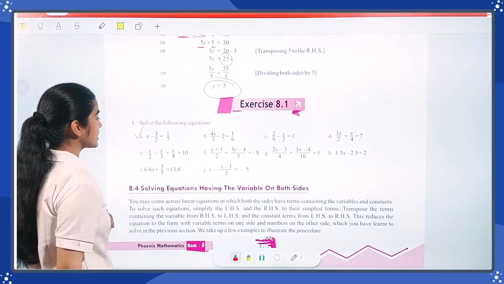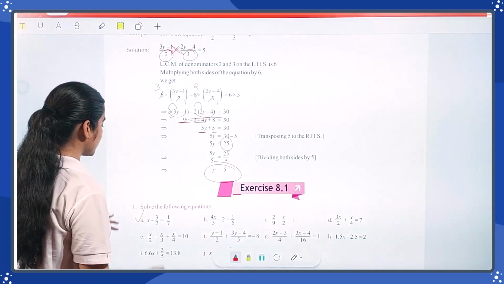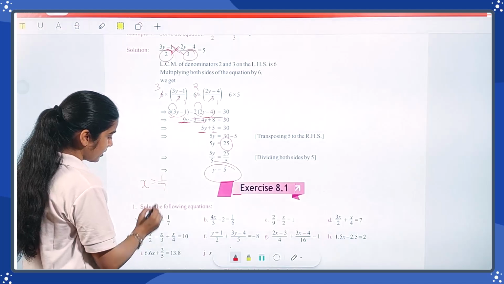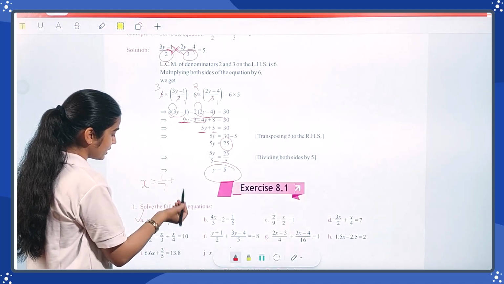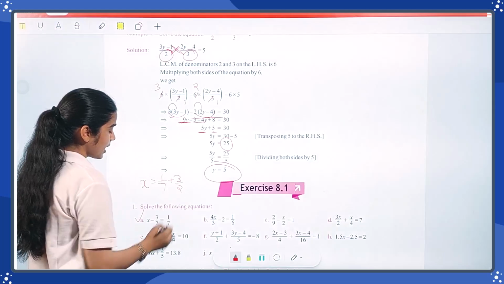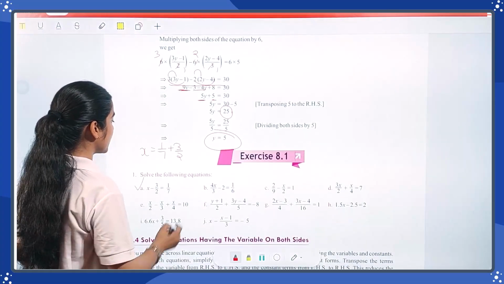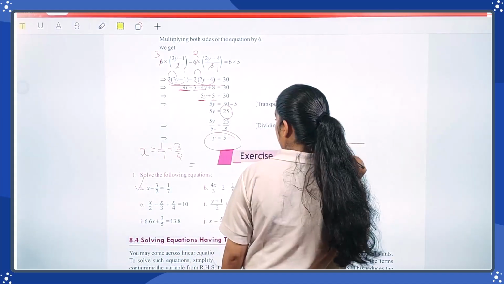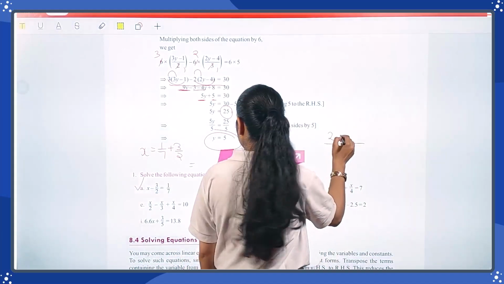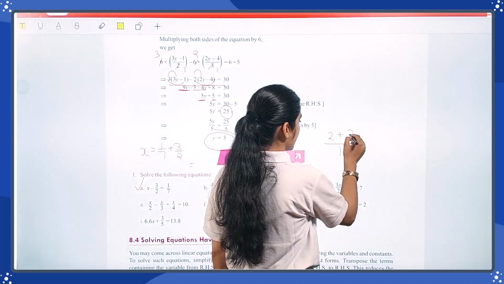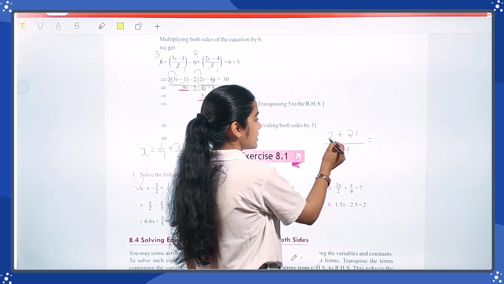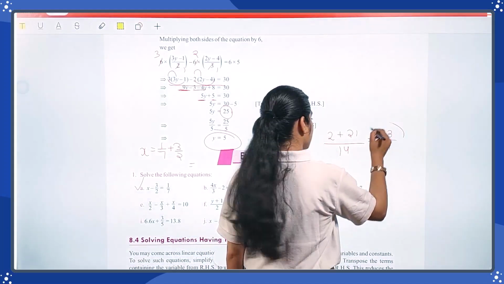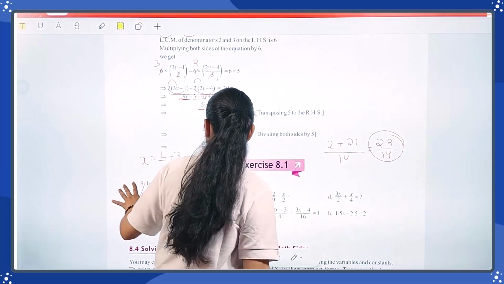So the first question is x minus 3 by 2 is equal to 1 by 7. So what you have to do, x is equal to 1 by 7. This is minus, so when we change this side, it will be converted into plus 3 by 2. Now we have to take the LCM of 7 and 2. So we get 14. Here we solve this 14. Now 2 sevens are 14, 7 threes are 21. 21 plus 2 is 23 upon 14. This is your answer. Okay.